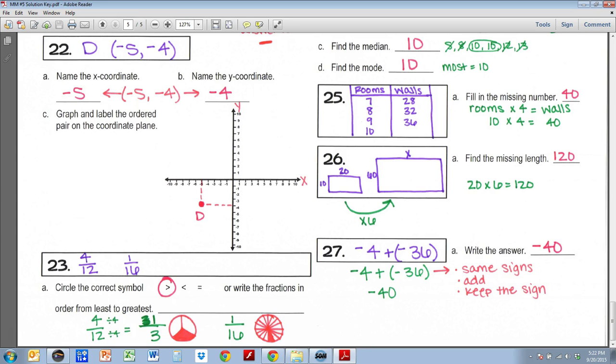And starting very soon, we're going to be setting these up as proportions so that you can see another way to find that missing number. But good job if you got 40. All right, so now, and these are some of my favorite. Number 26, I love this question. I don't know why, I just do.